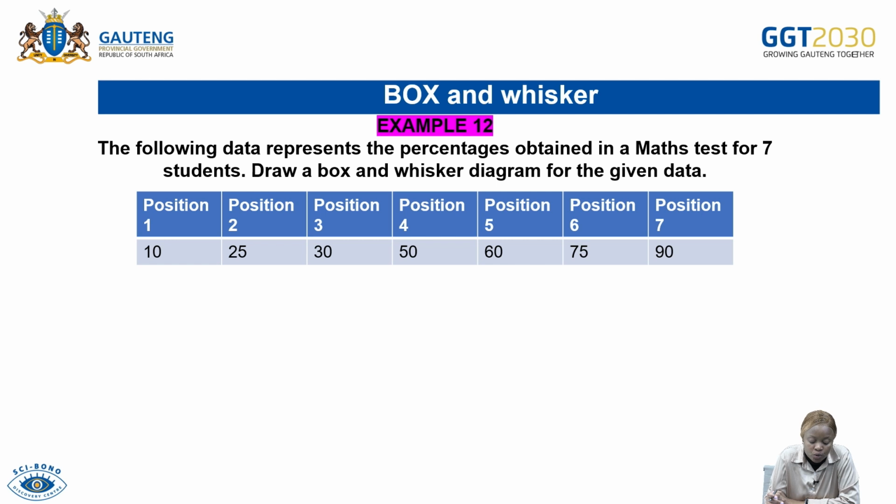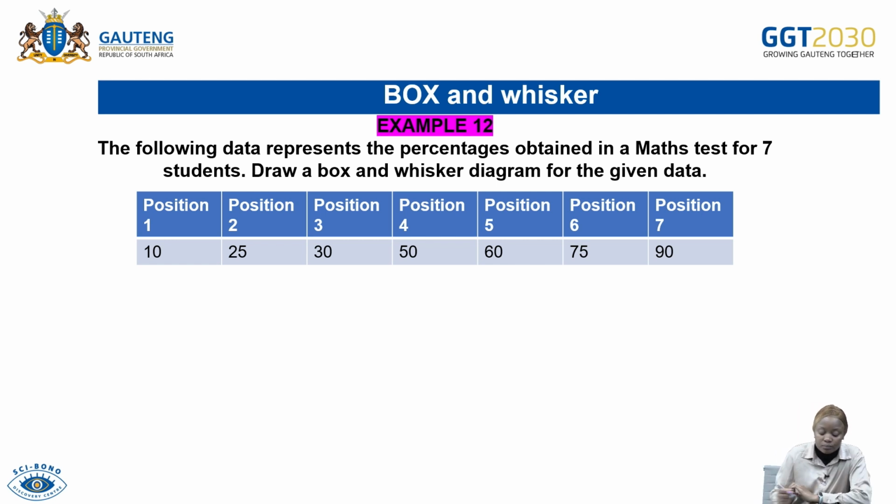Okay, so example 12, the following data represent the percentages obtained in a math test for 7 students. So draw a box and whisker diagram for the given data. In position 1 you have 10, in position 2 you have 25, in position 3 you have 30, in position 4 you have 50, in position 5 you have 60, in position 6 you have 75, and in position 7 you have 90. So luckily for you, this data set has already been arranged in an ascending order, so you don't have to arrange it because they've already arranged the data set for you.